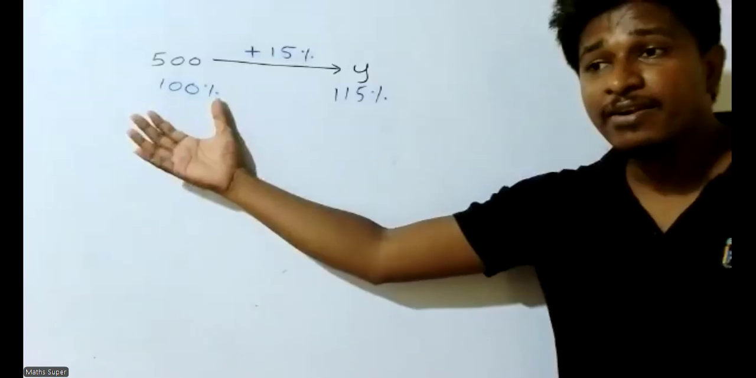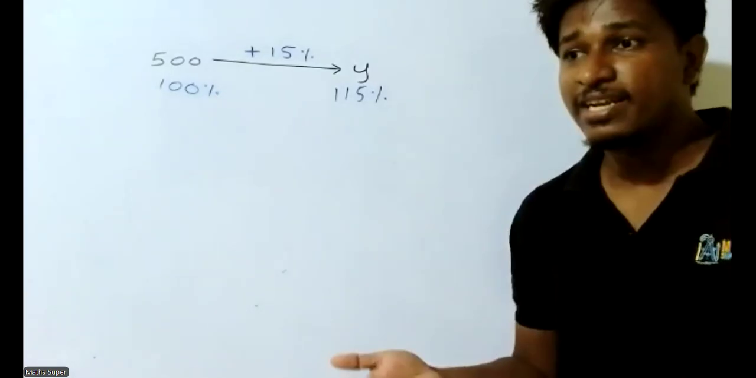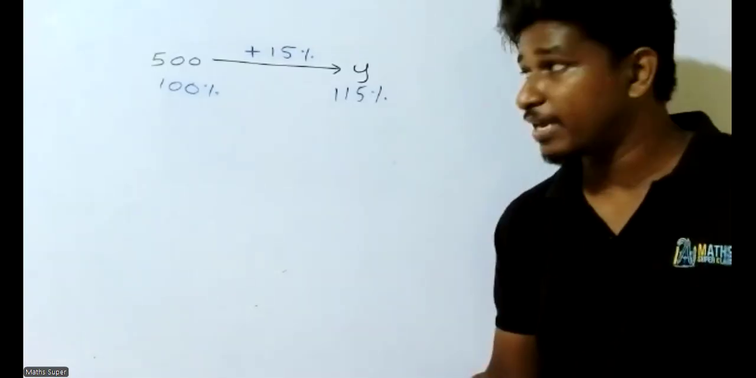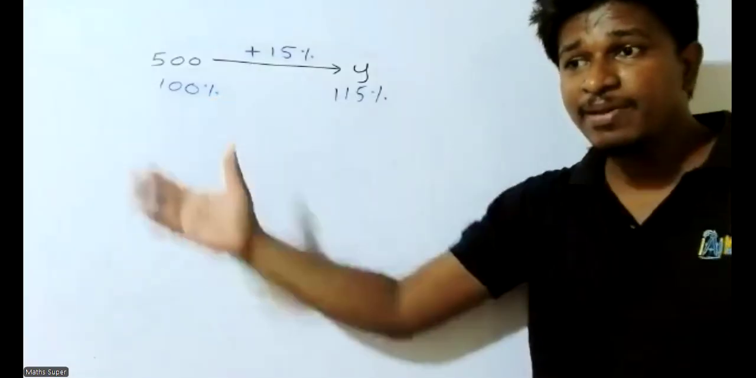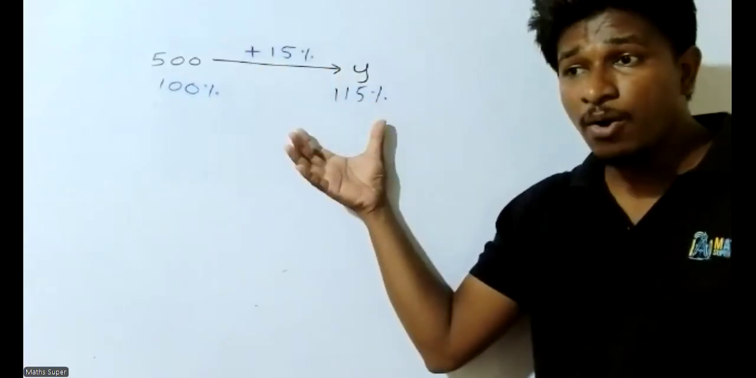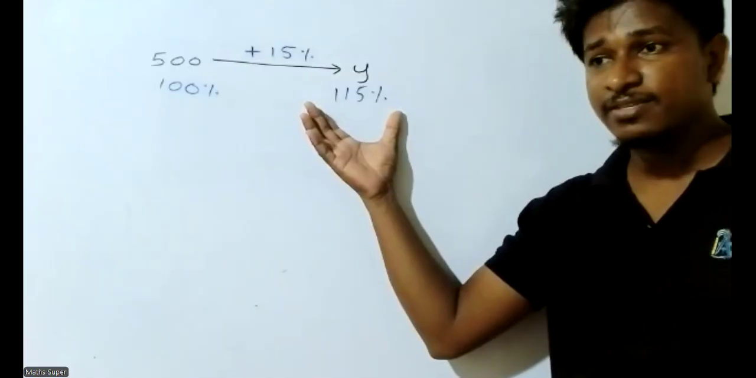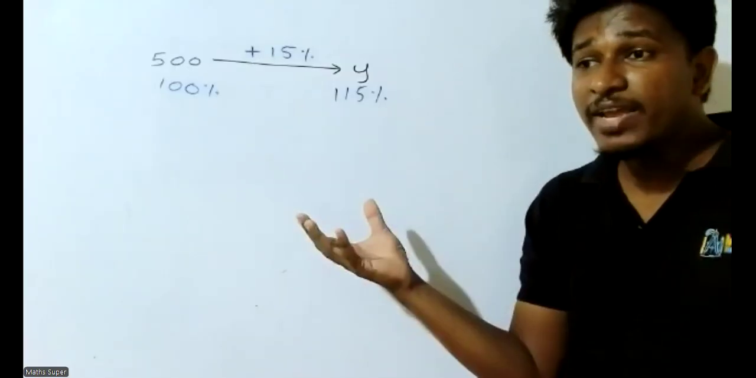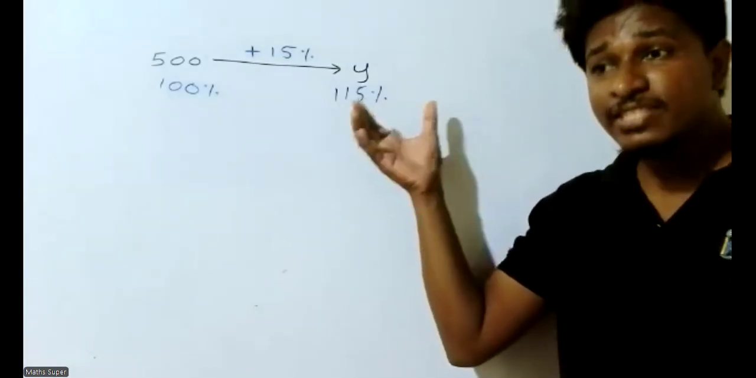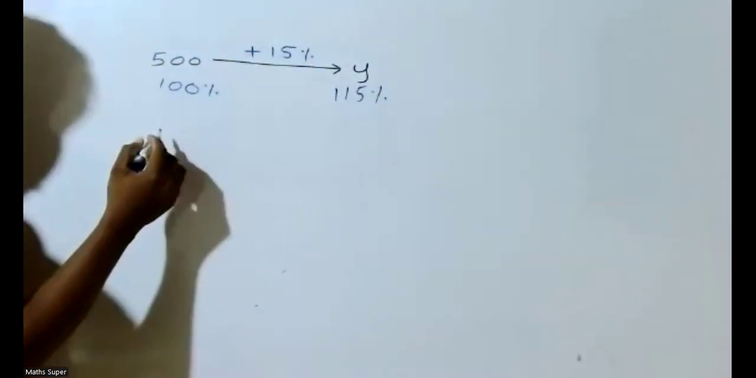As a percentage, we are going to make an assumption. We assume the value is 100%, then add that 15%, and now as a percentage it becomes 115%. But we don't know the real price. So what to do? We want the selling price.